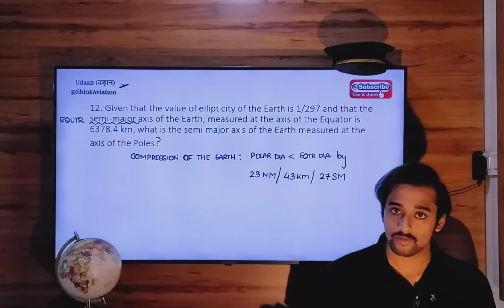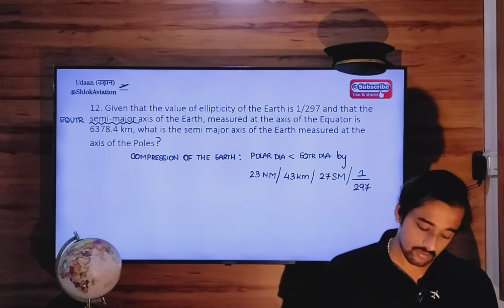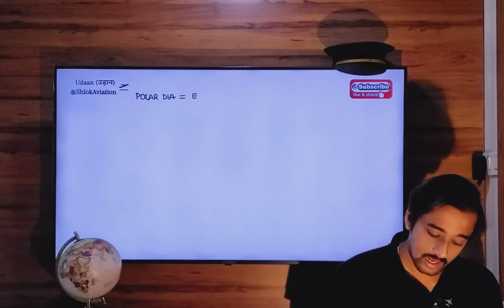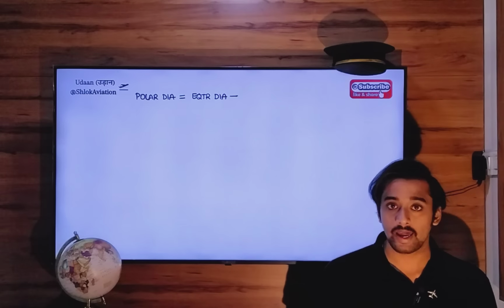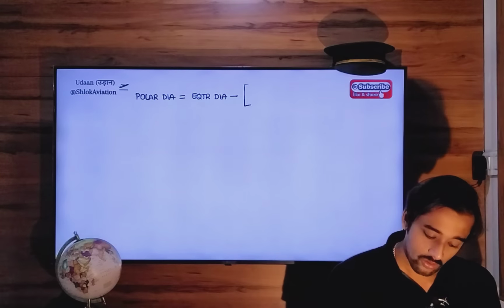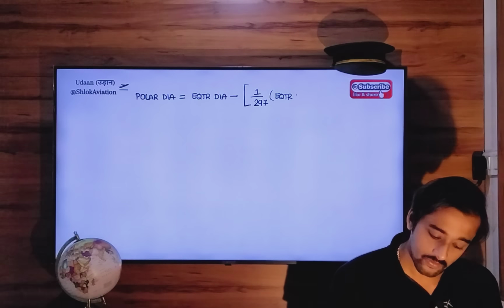Also by this ratio: by 1 by 297. That is 0.3%. So that means the polar diameter will be less than the equatorial diameter by what amount? By 1 by 297 of the equatorial diameter.